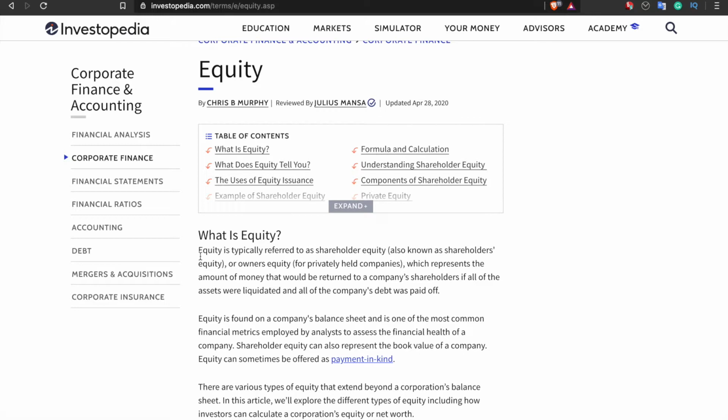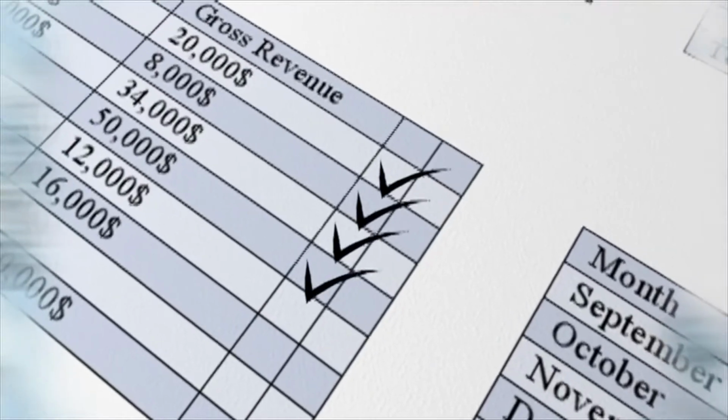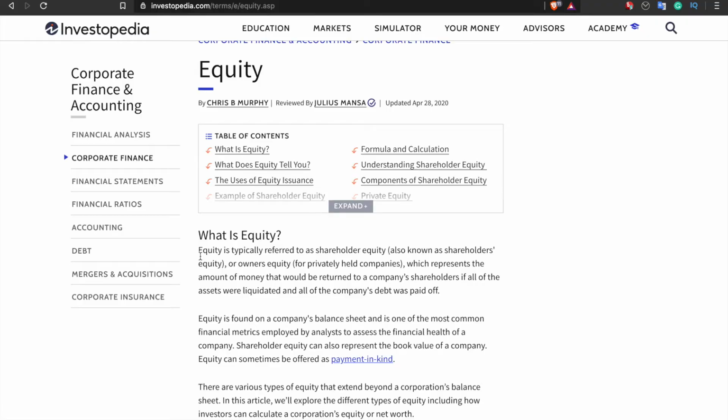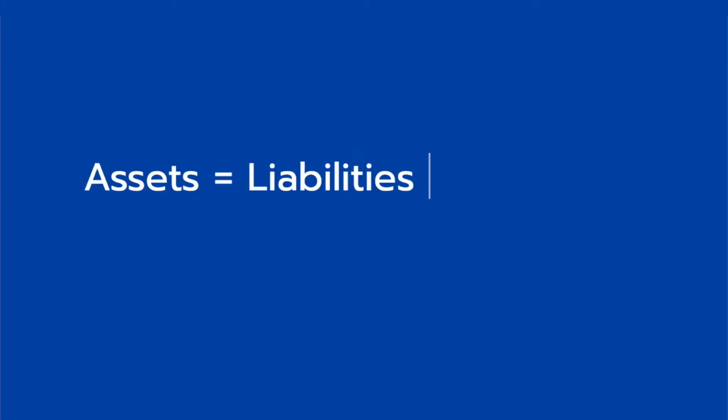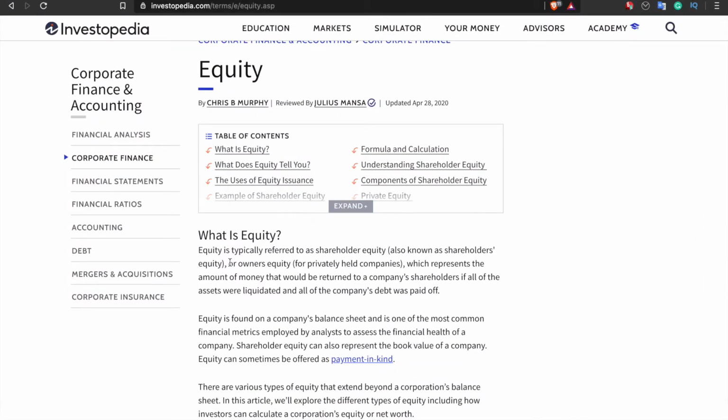Now, you can typically find this on the balance sheet, and it will help you look at the complete book value of a company when you equate it along with the assets and liabilities in the accounting equation that we spoke about in the previous video. Alright, let's now understand this a bit better.